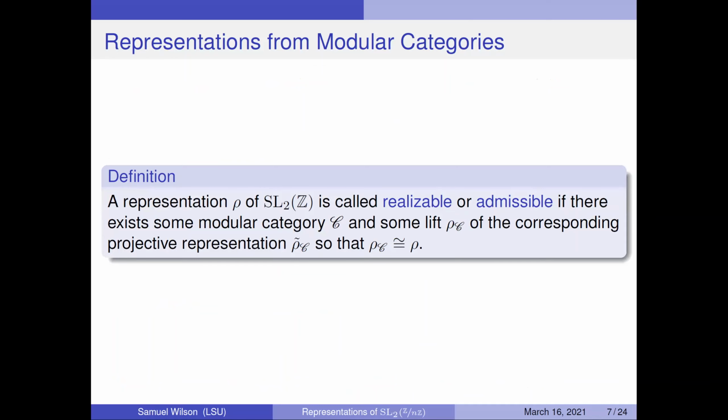One of the big questions we might ask about this is whether a given representation of SL2(Z) actually comes from some modular category that we can find. This is in general an open question. We know it about a couple of representations, but for maybe the majority of them, we don't actually know. It's worth noting here that I say some lift because given a modular category, there are in general several lifts. In fact, there are 12 different lifts of its projective representation that give us actual representations.